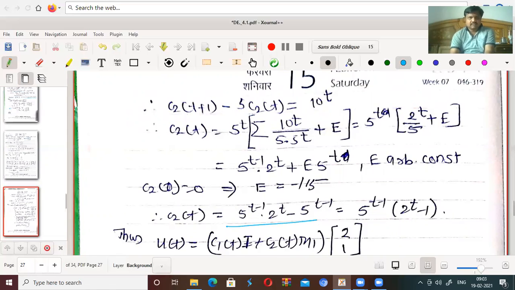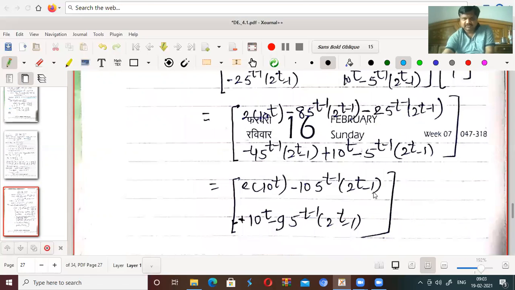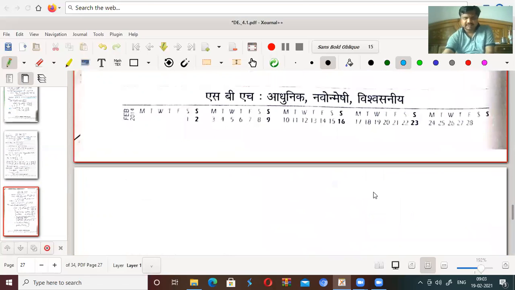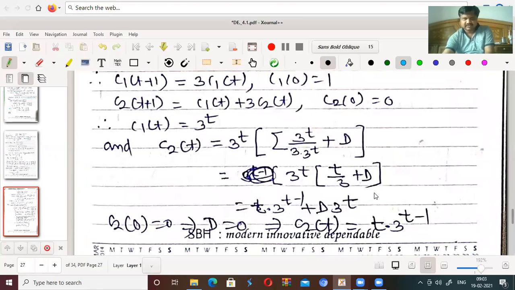Like that, 5 to the power t minus 1 is there, so you will get C2 of t as this one. So after finding C1 of t and C2 of t, put them in this and you will get such a relation. Okay, that is the case. So many examples are there. You can go through these examples I have solved here.